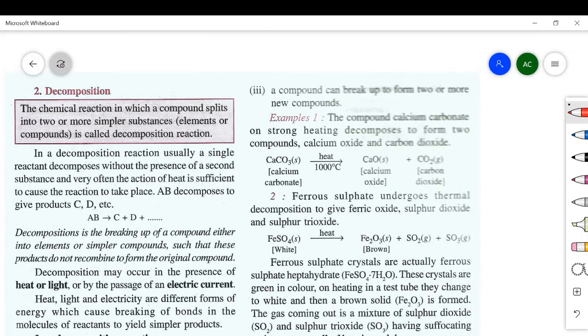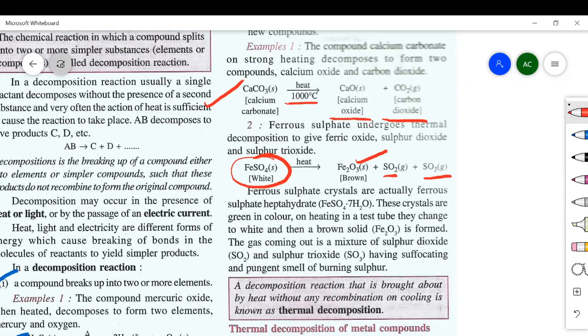A compound can break up to form two or more new compounds. Thus we have taken the example: calcium carbonate when heated to 1000 degrees Celsius decomposes into calcium oxide and carbon dioxide gas is released. Ferrous sulfate, which is white in color, when heated turns brown, and two gases, sulfur dioxide and sulfur trioxide, are formed. Ferrous sulfate crystals contain water of crystallization, which we'll study in the lesson on water. What is water of crystallization? Ferrous sulfate crystals are actually ferrous sulfate heptahydrate.